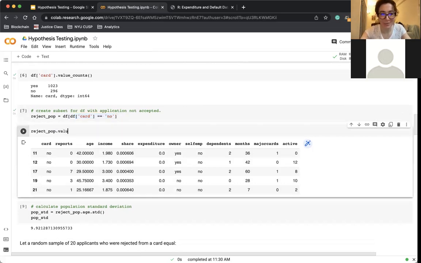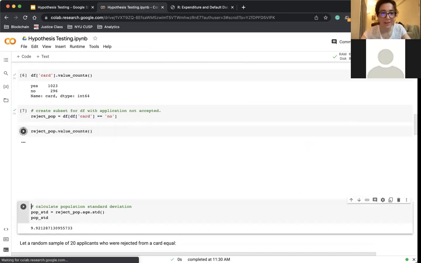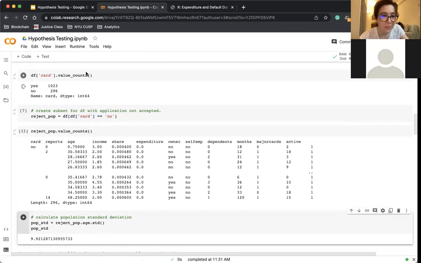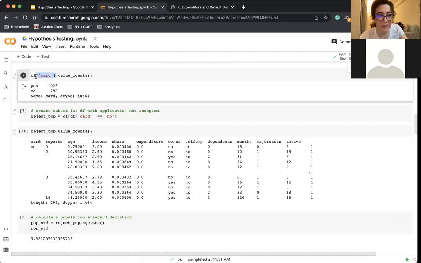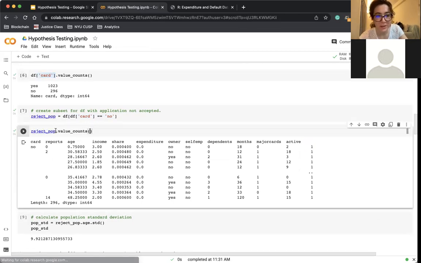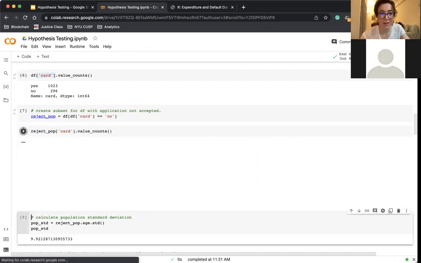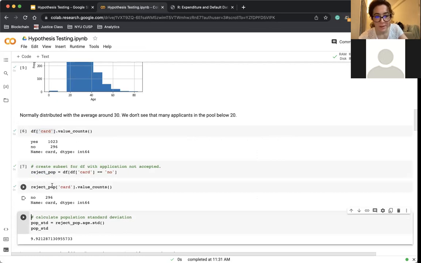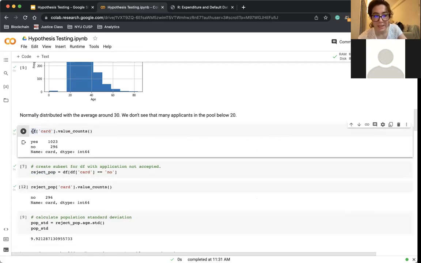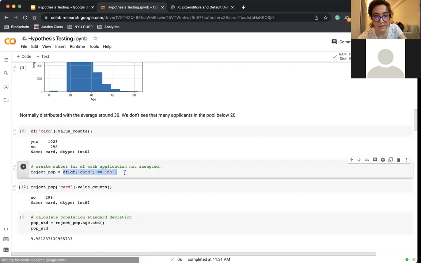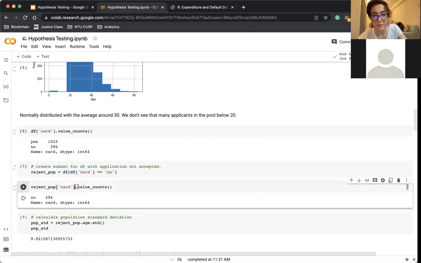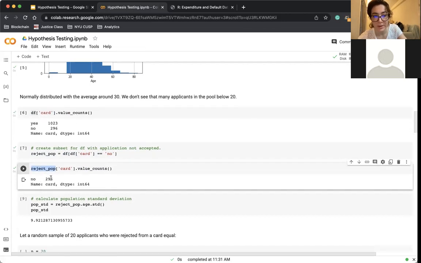Okay, and just to prove that this worked, the reason why that showed everything is because I didn't specify which column, and it just did all of them. But if I just wanted to see this column, just so we can prove. So DF was the entire data frame, and now I took a subset. And now if I looked at the same distribution of value counts for this new subset that I called reject pop, that's now 296.